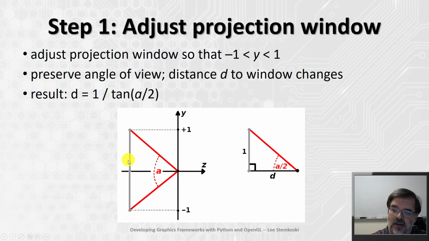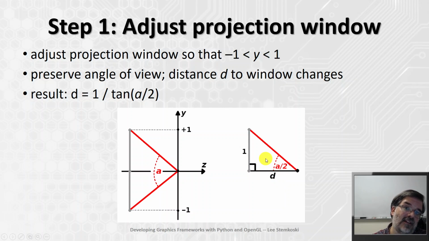In fact, if you take a look here, we actually have a right triangle. Since we're only looking at the top half of this part, this angle is a over 2, where a is the angle of view. We know that the height of this right triangle is 1, and we want to calculate the distance. In this case, we'd use the tangent function, since the tangent of an angle is equal to the opposite side divided by the adjacent side. So we know that tangent of a over 2 is equal to 1 over d.